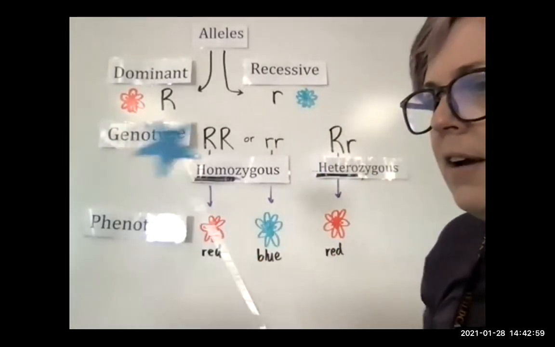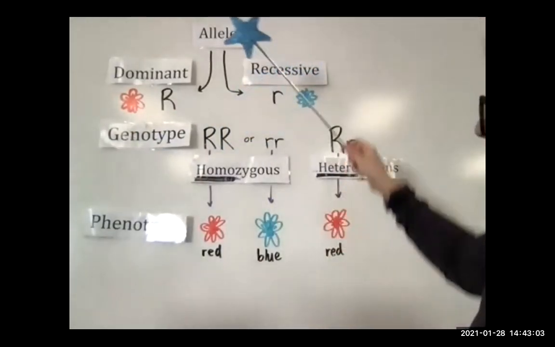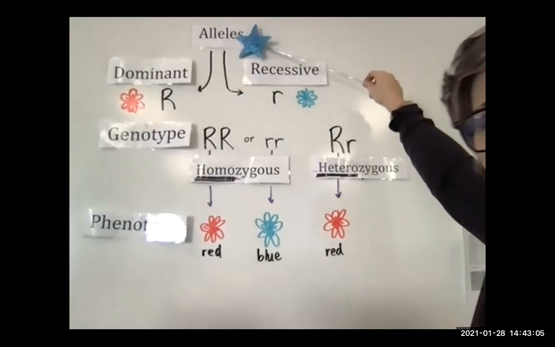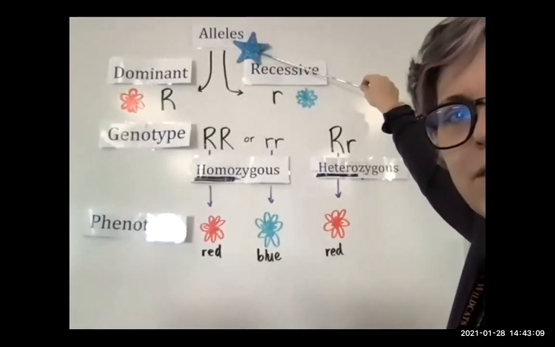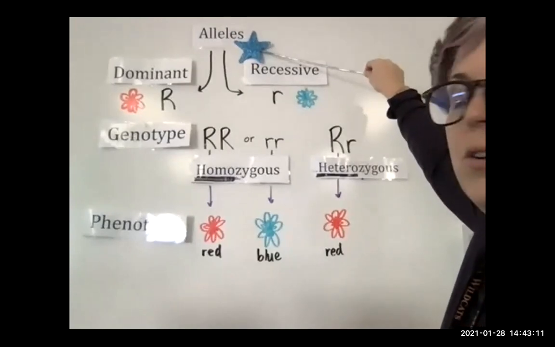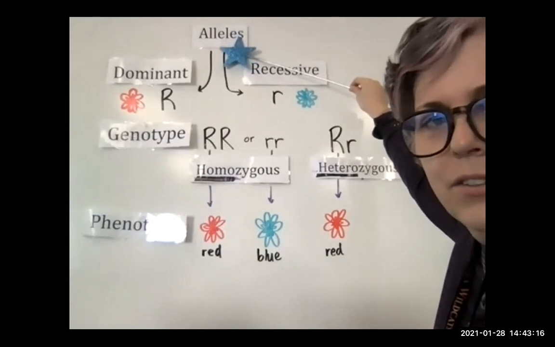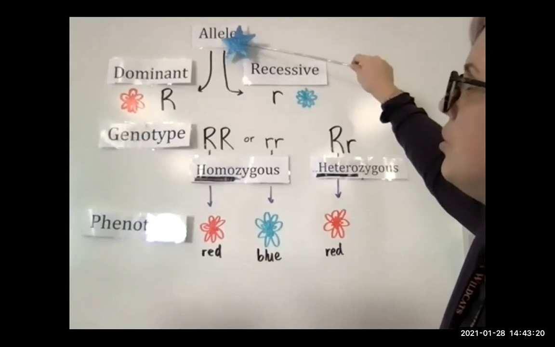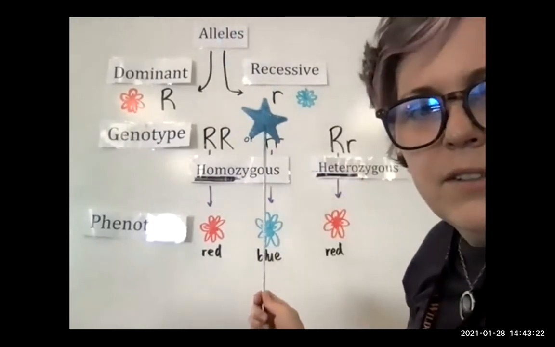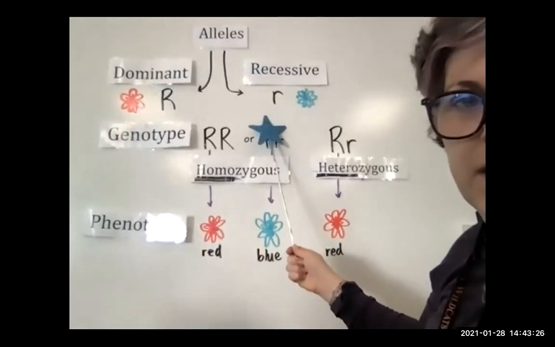So I have my handy dandy star pointer here. So we're going to start up here at the very top with this vocab word, alleles. Can everyone say alleles? I know you're in your room saying it quietly, but let's all say alleles. Alleles. Alleles. So there are 2 different types of alleles out there. There are dominant alleles and there are recessive alleles.